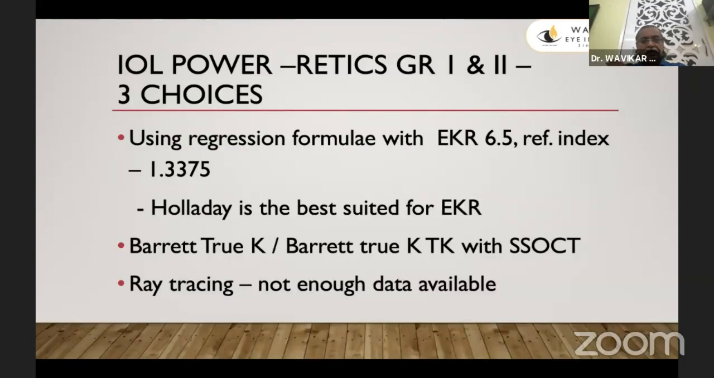Barrett-Rukh TK, I do not have a personal experience up till now. My machine has not been upgraded to this. The third is ray tracing, but enough data is not available for us to say that this method is very good. And therefore, using regression formulae with EKR of 6.5 and Holladay 1, that is one method. And second is the Barrett-Rukh method, taking the help of the APACRS website. You will get two readings and you can choose either the average or the best, whatever you feel is the best.